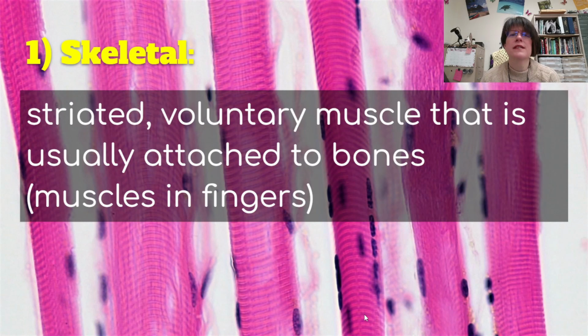The first is skeletal muscle. These are the muscles that are attached to your bones and they are striated. What that means is, do you see these lines here? Those are called striations. They are voluntary muscles. That means you can think about moving them. You move them consciously. They are attached to bones, like the muscles in the fingers, the muscles in your arms, your legs.